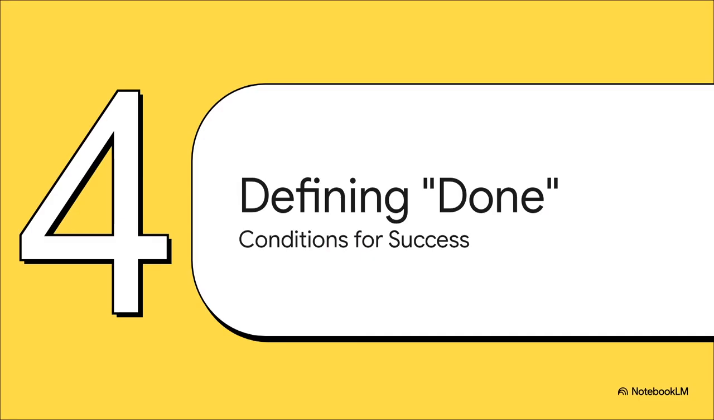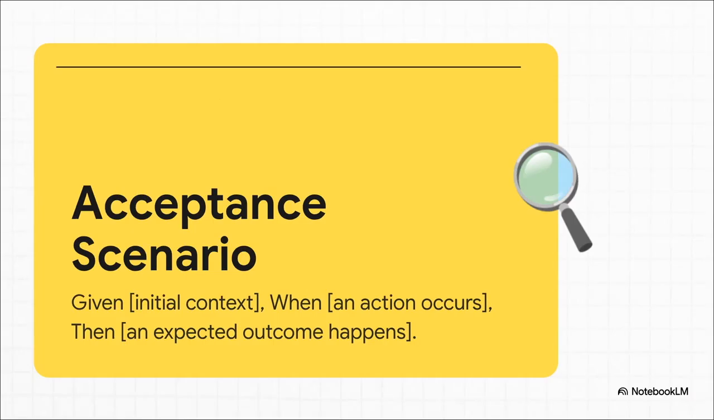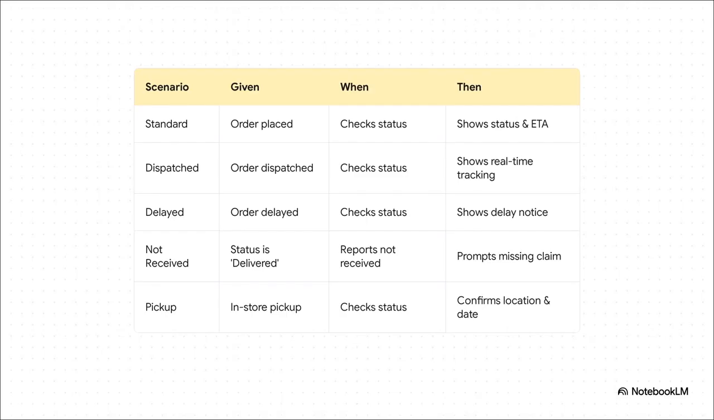Okay, but a user story all by itself, it isn't quite enough. How do we know when the story is actually finished and works the way it's supposed to? That's where we have to get really clear on what done looks like. And we do that using something called acceptance scenarios, often written in this given, when, then format. Given basically sets the stage. When describes the action the user takes, and then defines the result we expect to see. This structure is just a super clear, testable way to describe how the feature should behave in all sorts of different situations.